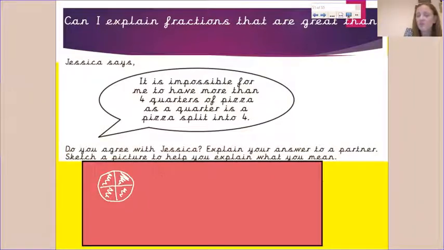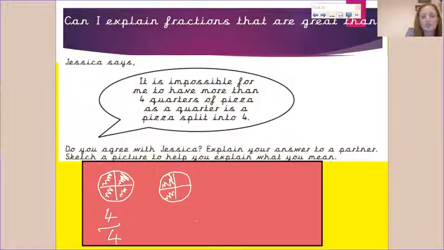So is it impossible for her to have more than 4 quarters of a pizza? If she has 1 pizza, maybe. But if she has 2 pizzas, both split into quarters, she can still have more than 4 quarters, because she'd have another second pizza. So this is obviously 4/4. But if she had this one and this one, we could see that she could have had 6 quarters, which is more than 1 pizza. So actually, she can have more than 4 quarters. It would just be another whole pizza.